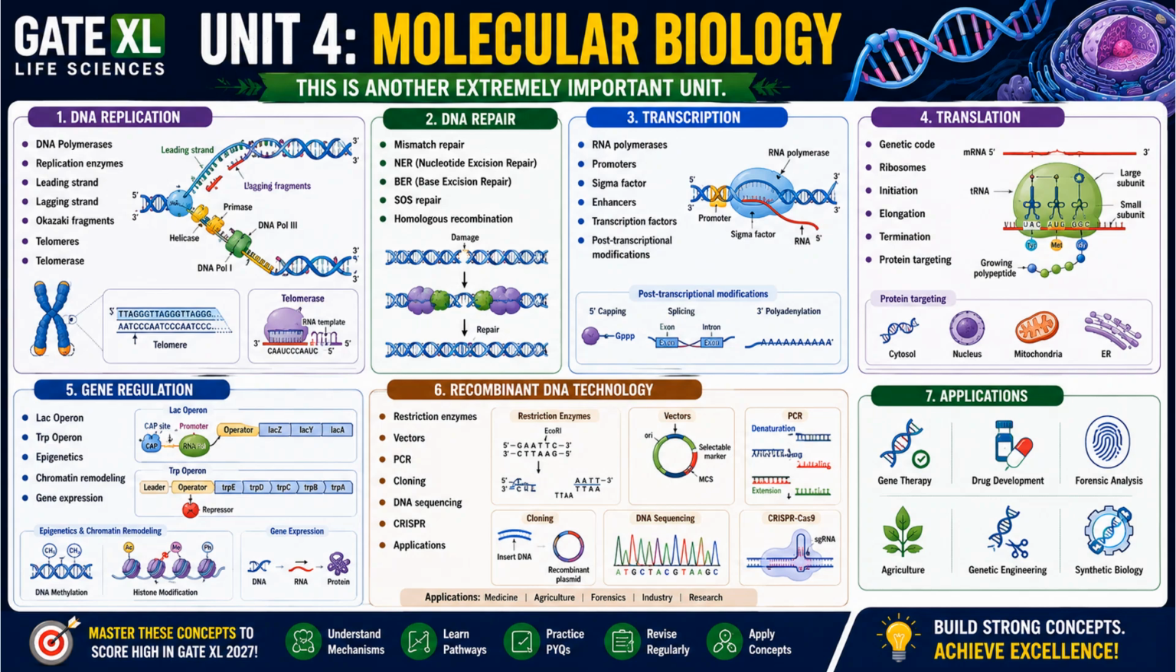Fifth is gene regulation, which we also call the operon system. There are 2 important operon systems we study, the lac operon and the trp operon. Then there are different systems which regulate it, like epigenetic regulation and chromatin remodeling, so you should understand all those modification and regulatory systems. In recombinant DNA technology, there are different kinds of restriction enzymes, vectors, and PCR, as well as more than 14 different types of PCR variations. Variations means different variants of PCR we have.